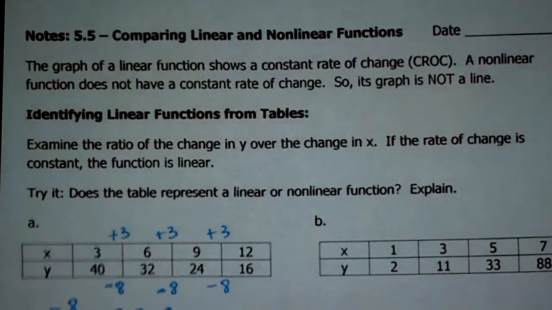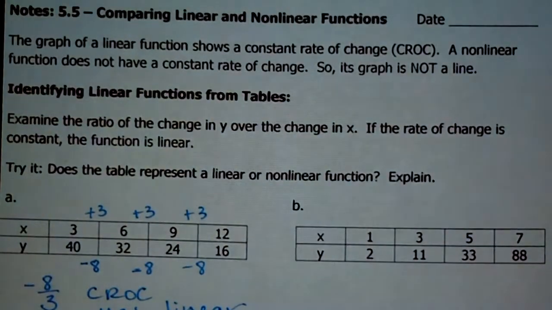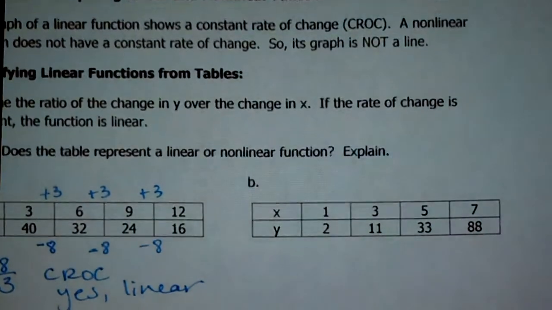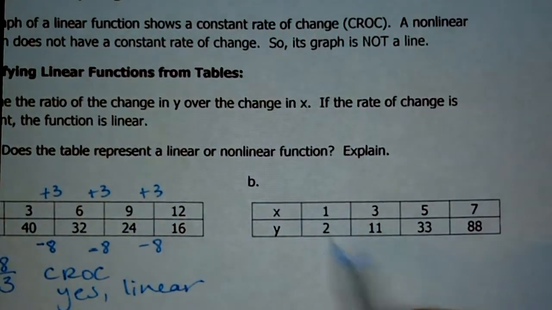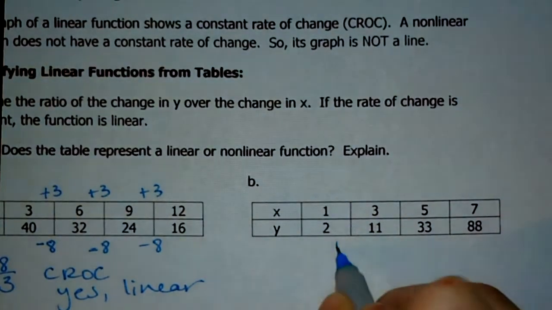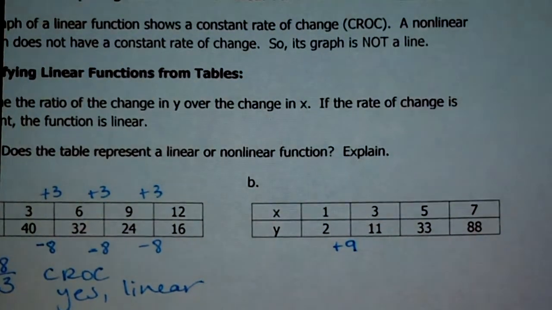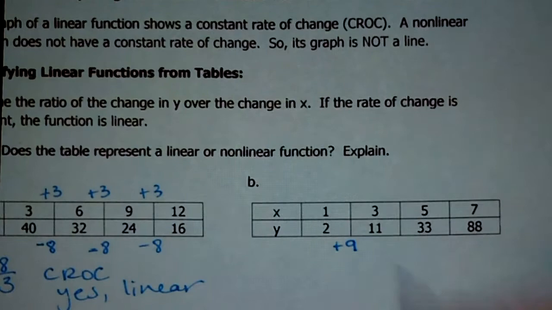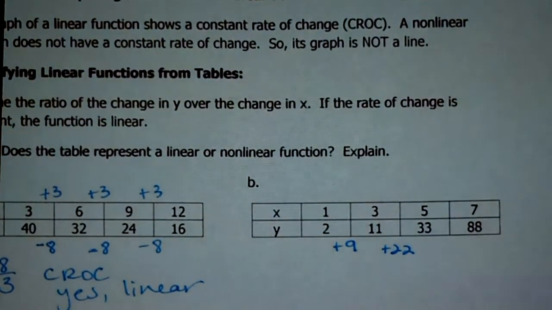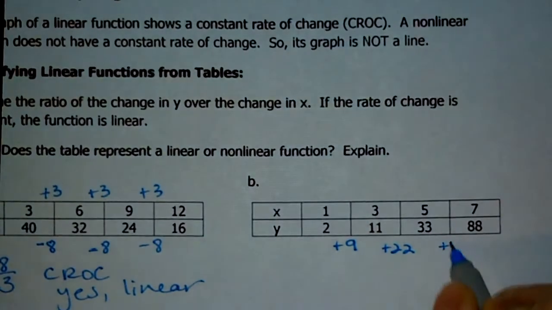Okay, the second table here, probably going to be a counter example if you know me well by now. Take a look. The change in y from 2 to 11: 11 minus 2 is 9, so that means this goes up by 9. Now when I'm going from 33 to 11, I'm thinking that's not 9, but 33 minus 11, yeah, that's up by 22. And 33 to 88, if you take y2 minus y1, 88 minus 33 is 55.